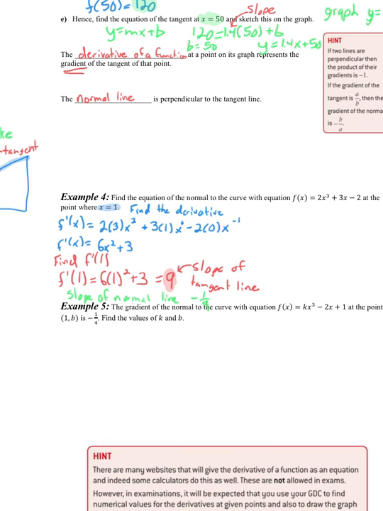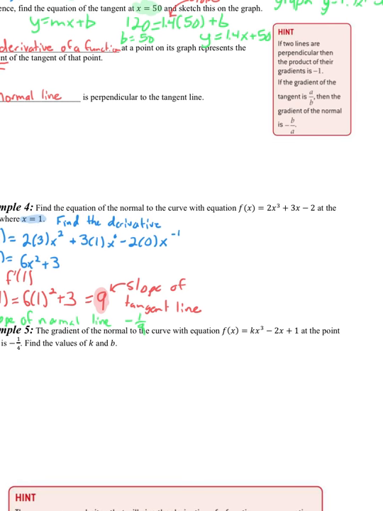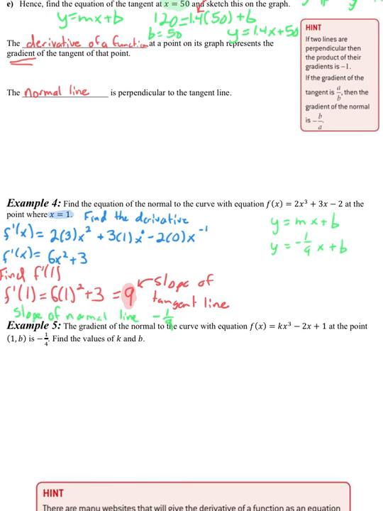So that's how we'd find the slope of the normal line. Now we want to find the equation. So we'll say y equals mx plus b, where we know the slope is negative 1/9. We already found that part. And we know the x value of the original graph was x equals 1. How would we find the y value for the original function? What would we need to do there?